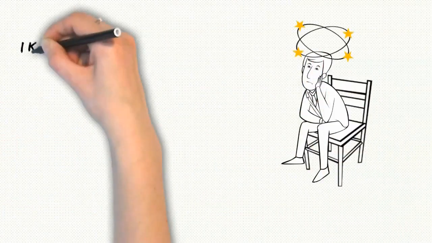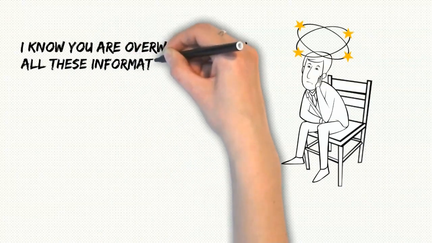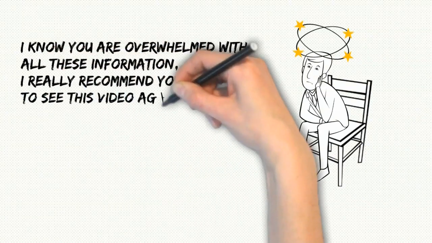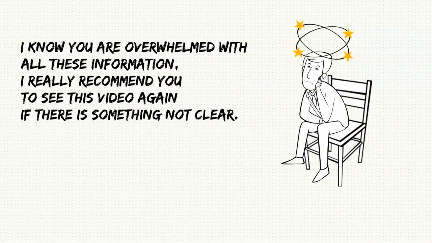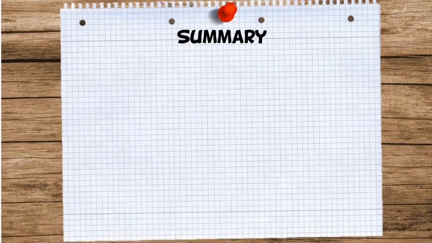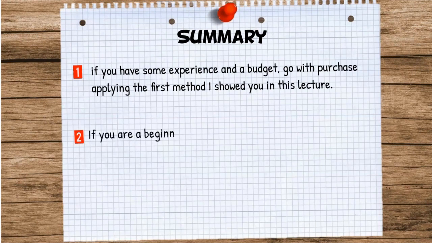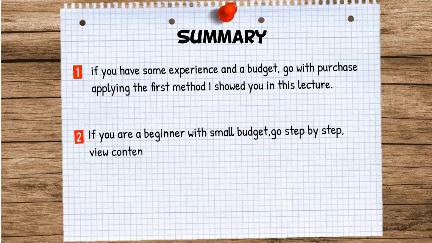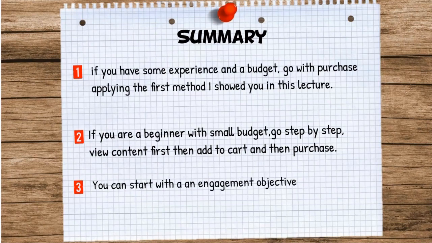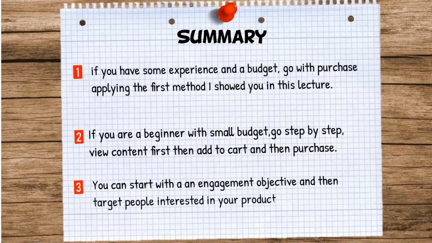I know you are overwhelmed with all this information. That's why I recommend you see this video again if there is something not clear. So to sum everything up, if you have some experience and you have a budget, go with purchase and apply the first method I showed you in this lecture. If you are a beginner with a small budget, go step by step: view content first, then add to cart, and then purchase. Or you can start with an engagement objective and then target people interested in your product again by using a conversion event.